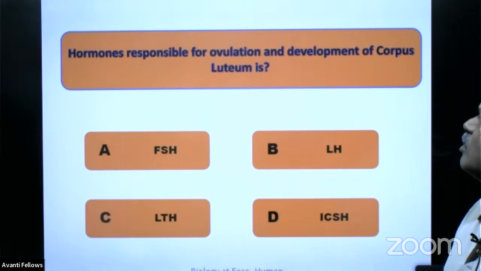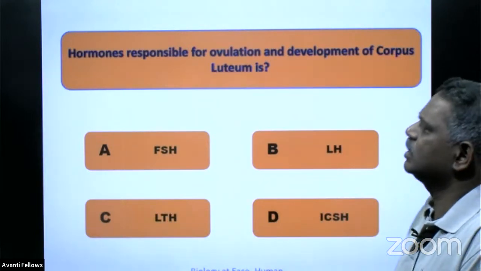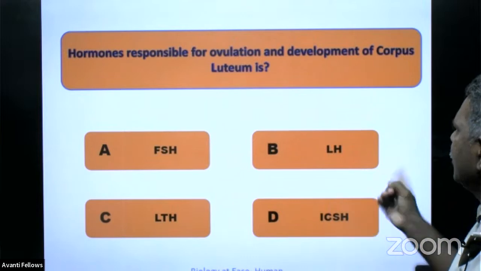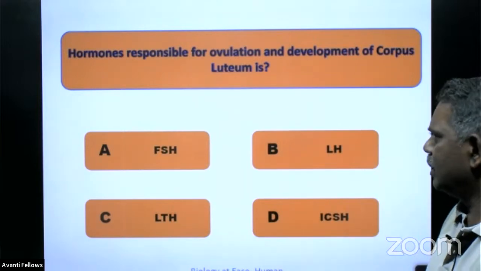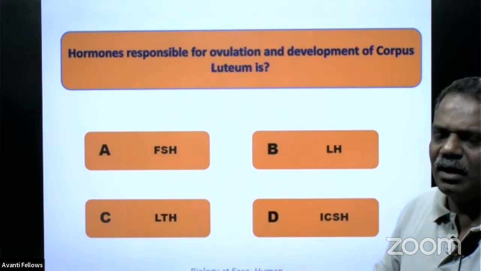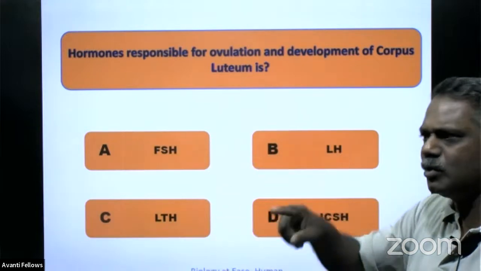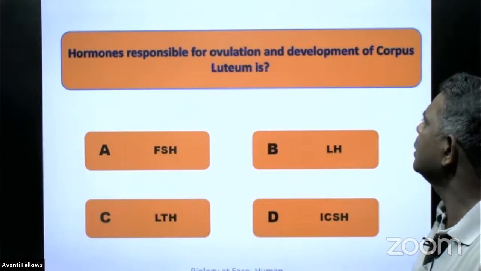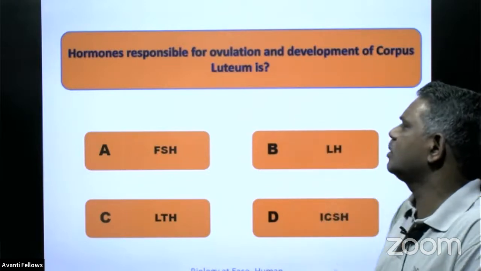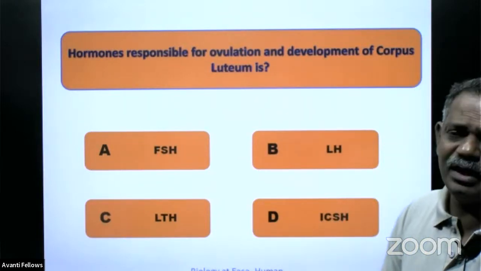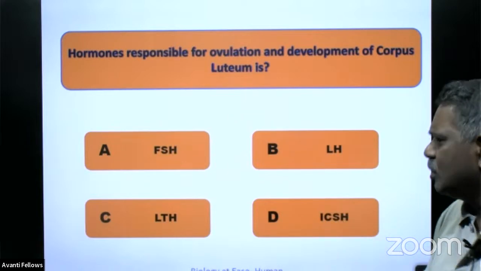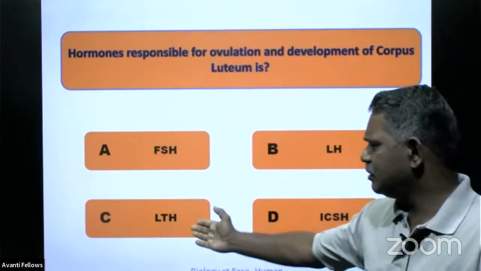Hormone responsible for ovulation and development of the corpus luteum is? Which hormone is responsible for ovulation and the development of the corpus luteum? I have given you many graphical representations showing the fluctuation of the hormones in different stages of the menstrual cycle, and which one is really responsible for ovulation and development of the corpus luteum. Option A, FSH, follicle stimulating hormone, and B, the luteinizing hormone, LH.